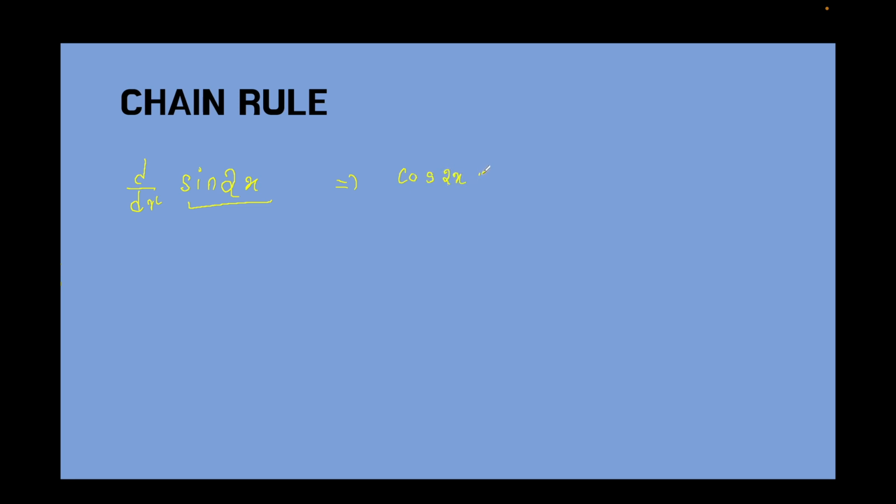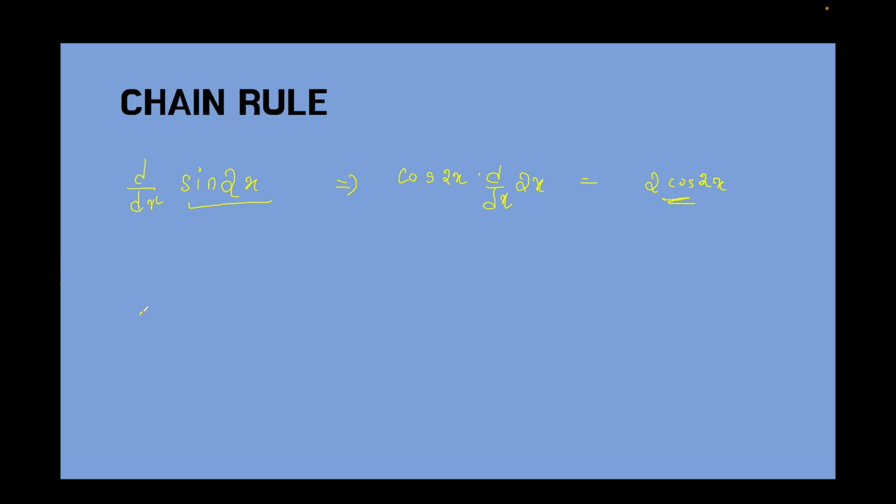Now, then what happened? 2x you assumed as x. Differentiate 2x. What is it? 2. I write it here. So what is it? 2 cos 2x. One more rule is also called the bicycle rule.